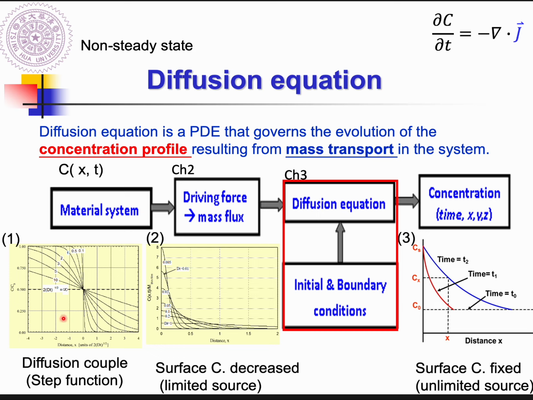So let's move to the case 1 diffusion couple. The material system we choose actually is the diffusion couple, and how to formulate the diffusion equation for the diffusion couple, and also use the initial boundary conditions to get the concentration profile of diffusing atoms.